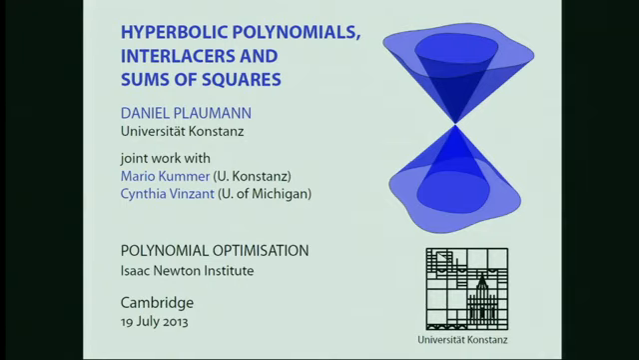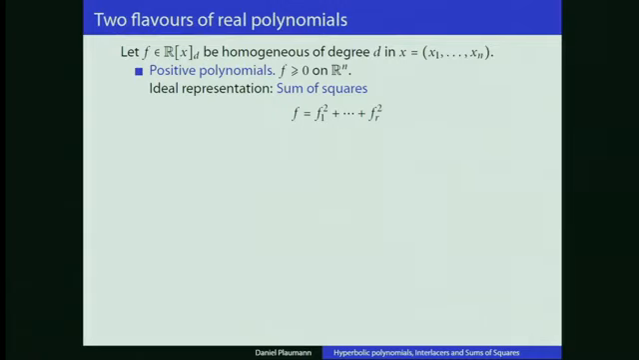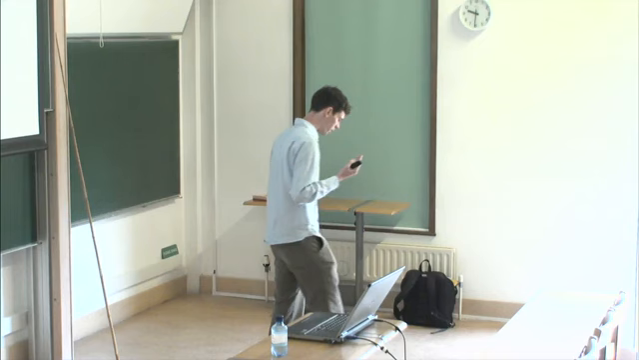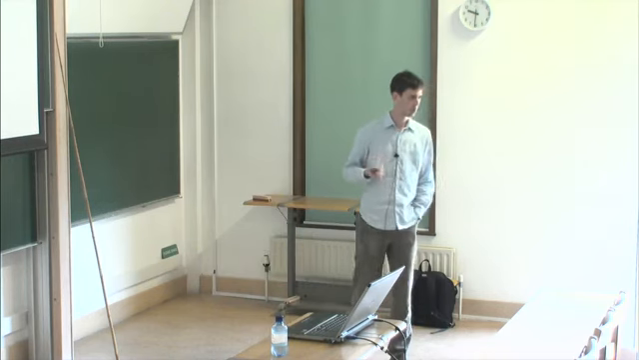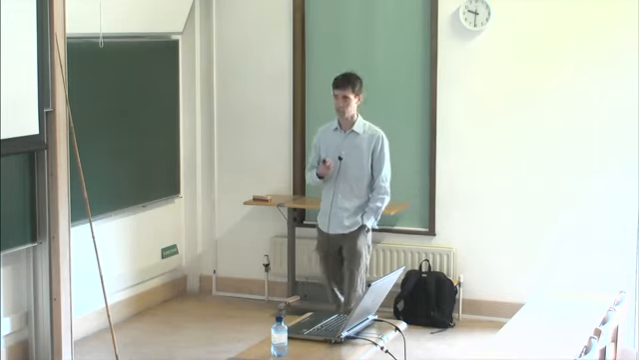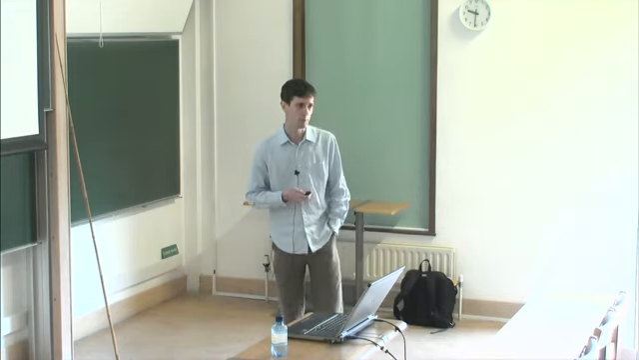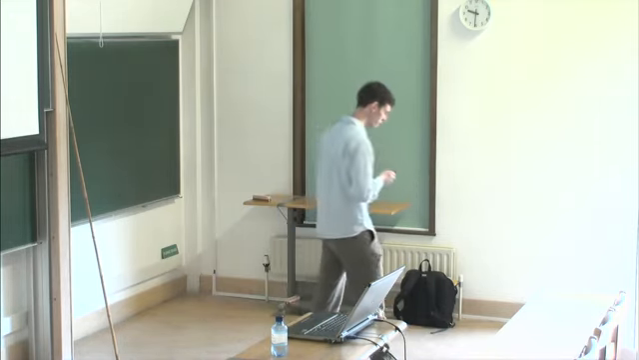And so we will be looking at two kinds of real polynomials. Let's say I have a homogeneous polynomial f of degree d, and I'm interested in two kinds. One is certainly extremely familiar, positive polynomials: f is everywhere non-negative on R^n. And of course, we know the happiest that such a polynomial can be is if it's a sum of squares. That's the ideal representation of a non-negative polynomial.